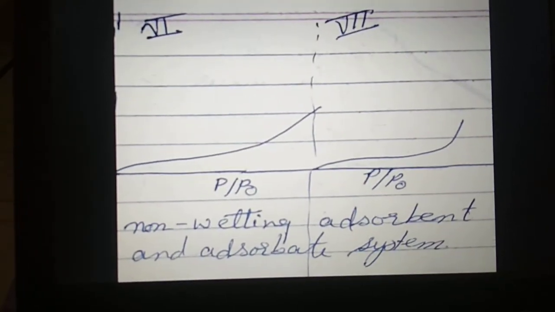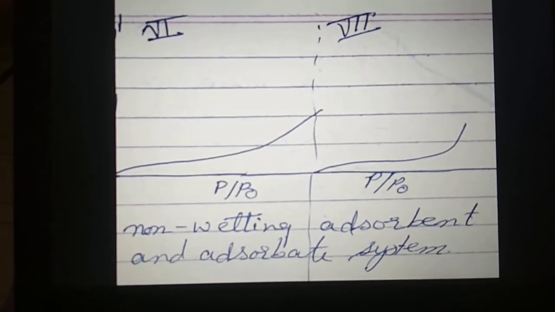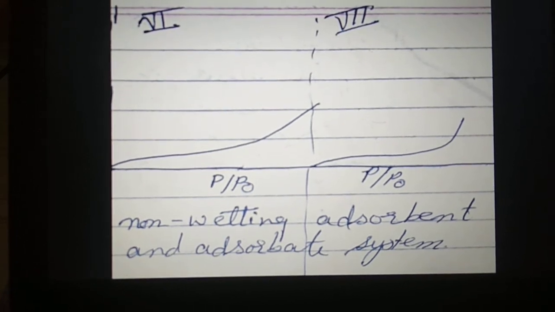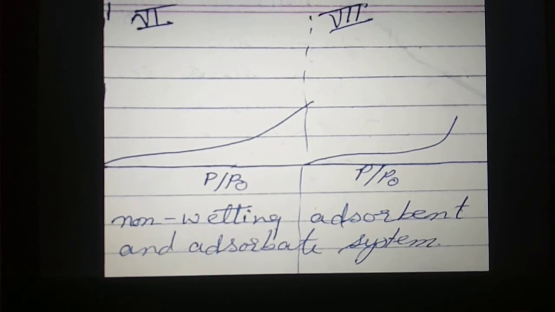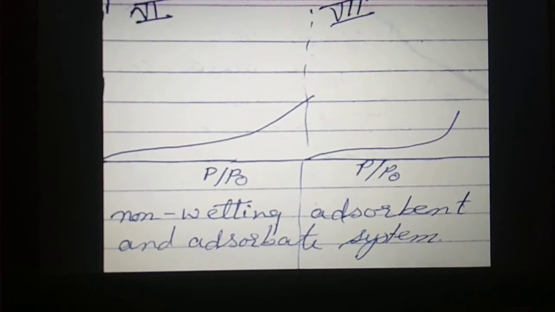These two types of isotherms, 6 and 7, are shown by non-wetting adsorbent and adsorbate systems.